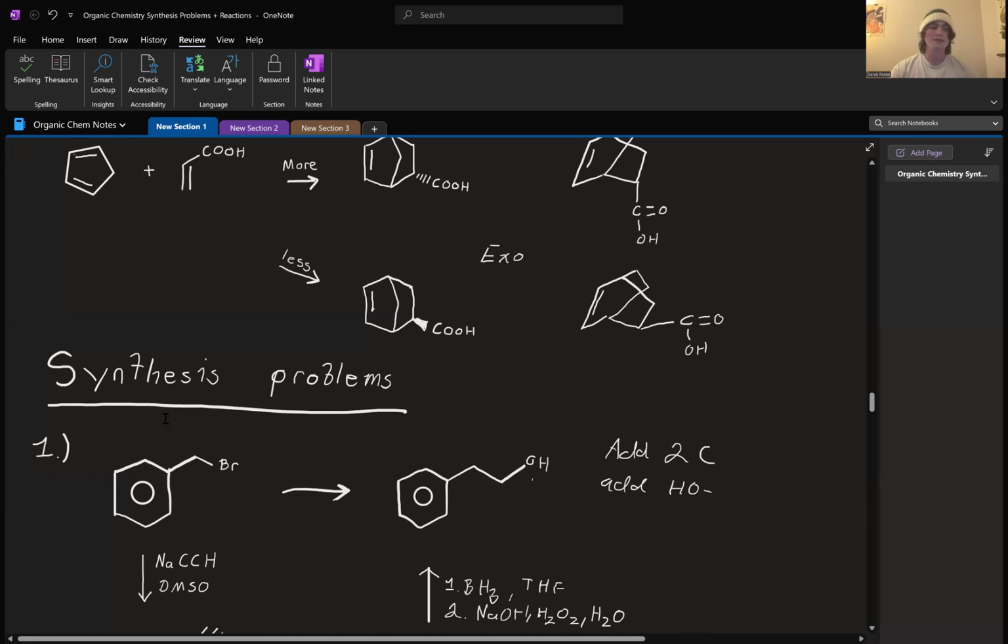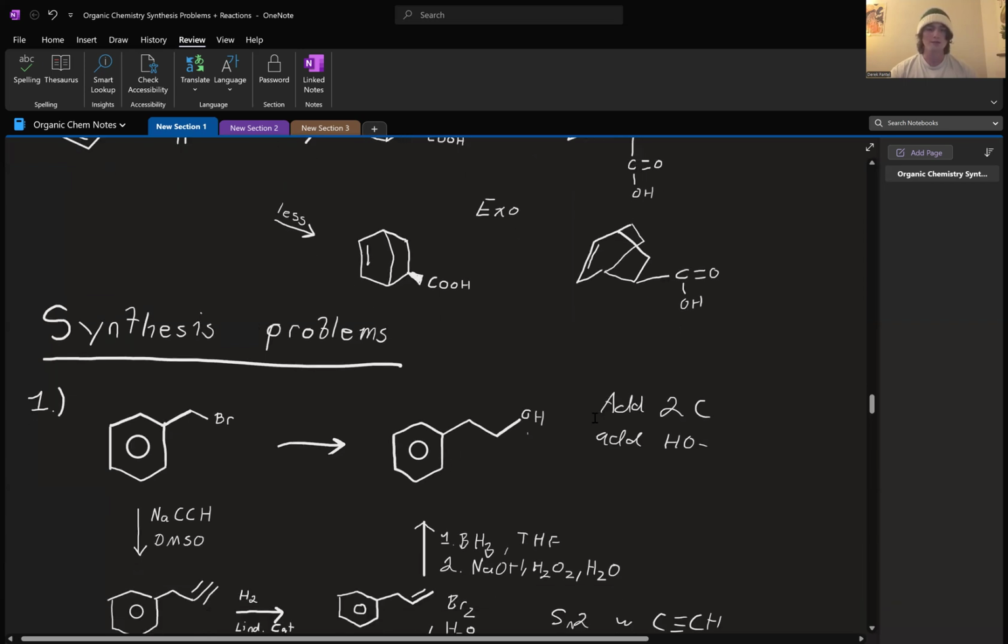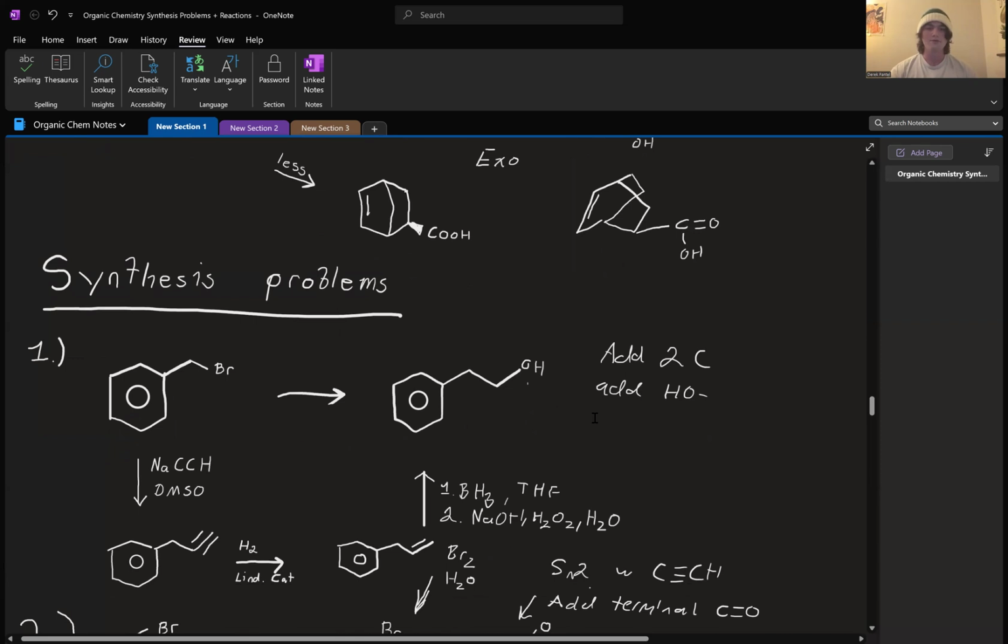where we have this benzene, which has a bromine attached to a carbon that's just off the ring. And we can see here that we have an addition of two more carbons and a hydroxyl group. Or sorry, we have the addition of one more carbon and a hydroxyl group, because there's a carbon right here. So we have one more carbon added and the hydroxyl group. So that means we're going to have to add one carbon somehow.